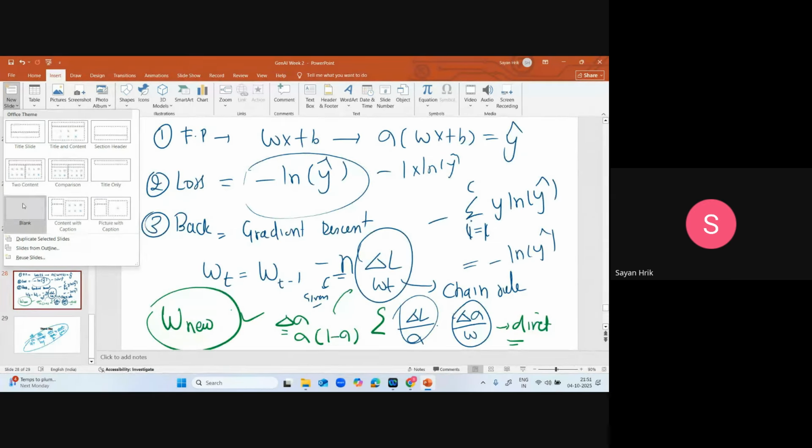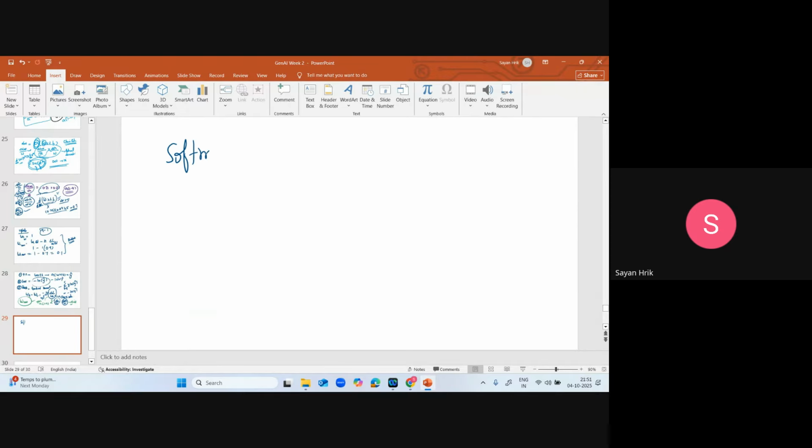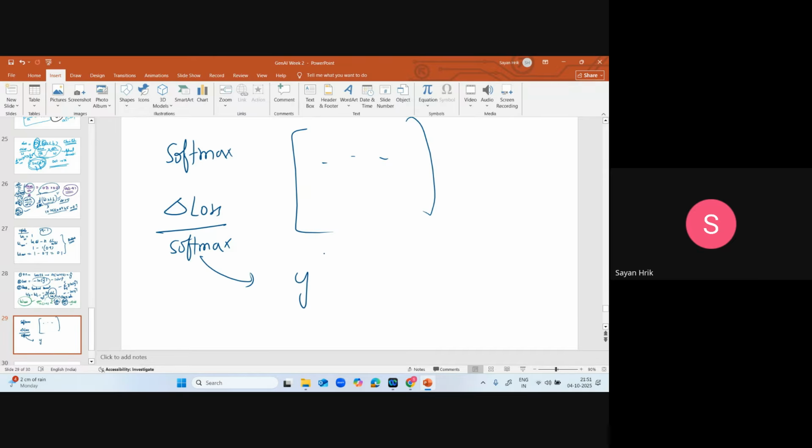For softmax, computing the derivative of the loss with respect to softmax is actually a very big thing, where this whole matrix-based derivative comes in. But you don't have to do that in the exam. From the exam point of view, you can remember this: it is y hat minus y.